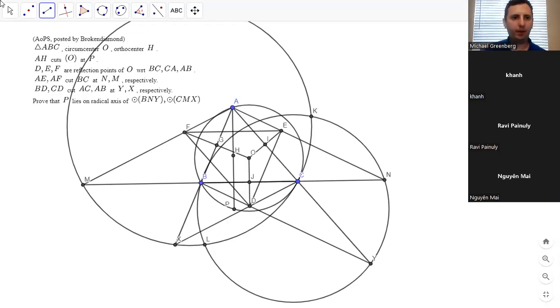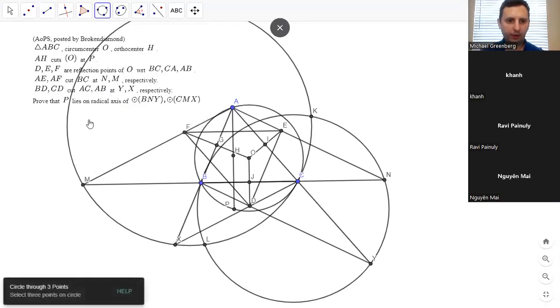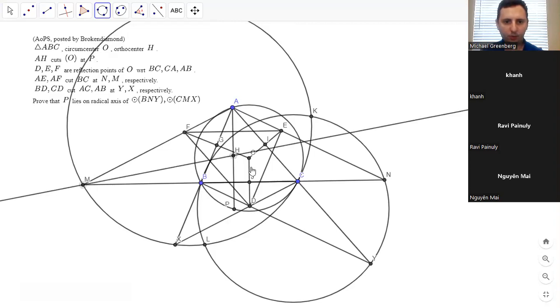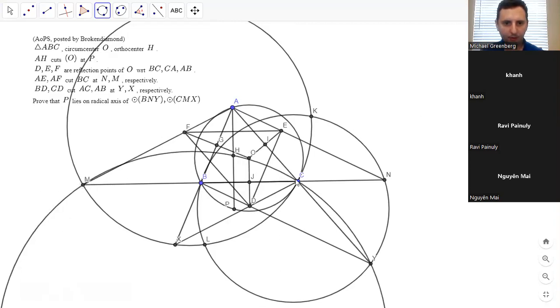Oh, you know what? Maybe. So I saw before that MHCY is cyclic, right? So what if I use Casey's theorem and I take the difference between the powers of P with respect to these two circles? Actually, you know what? I wonder. So we know MHCY is cyclic, and we know B, but I don't think they have the same circumradius. Yeah, they don't have the same circumradius.